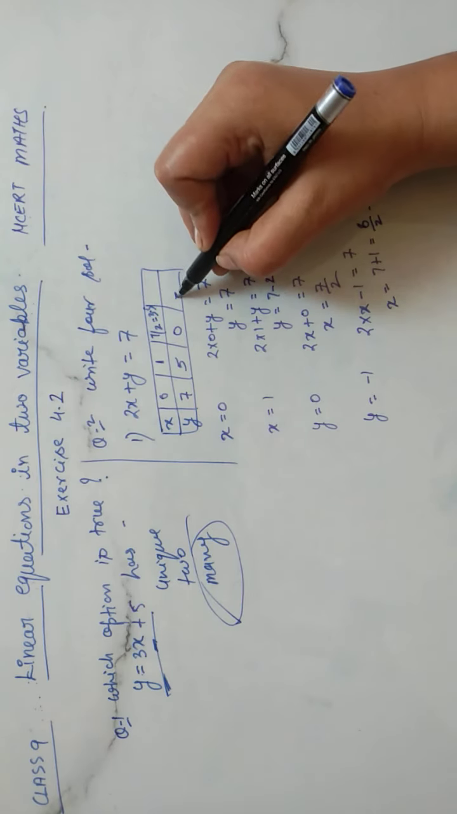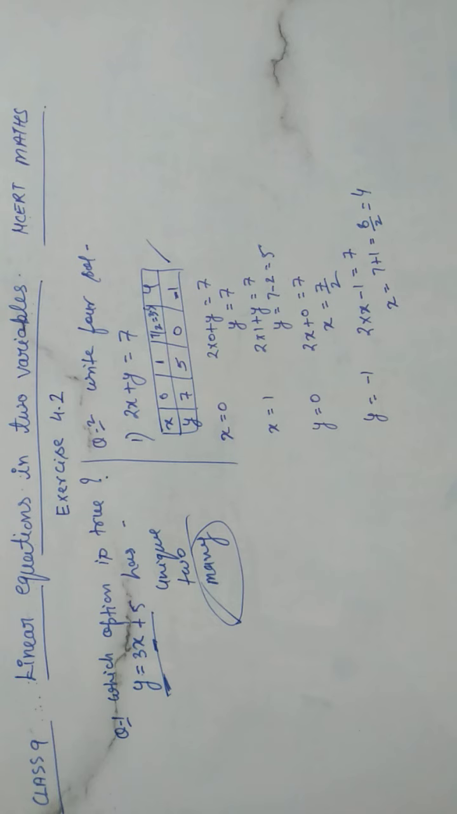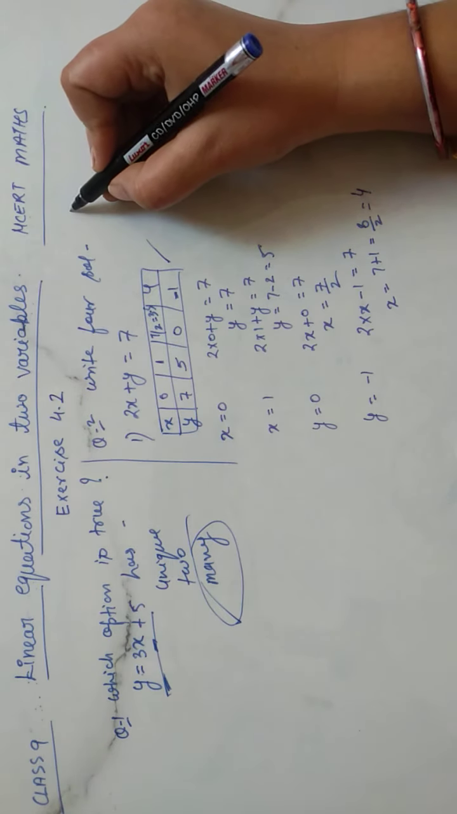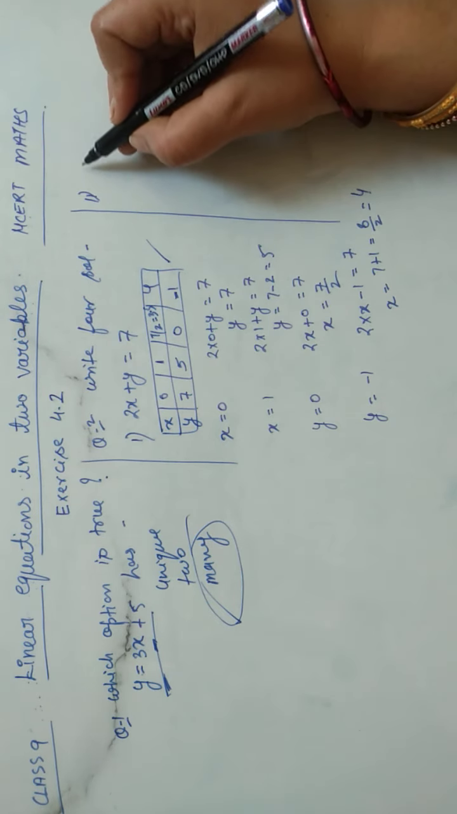So if y is minus 1, this one is 4. So this is the way we find the 4 solutions for this given equation. Okay, now let us discuss one more question. Let us discuss the second part also. See what the second part is.